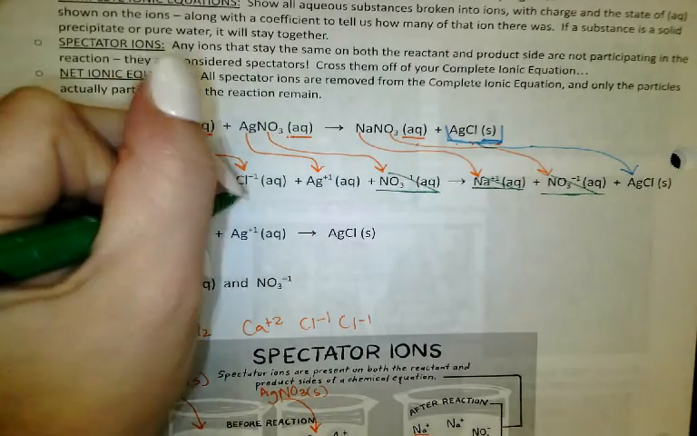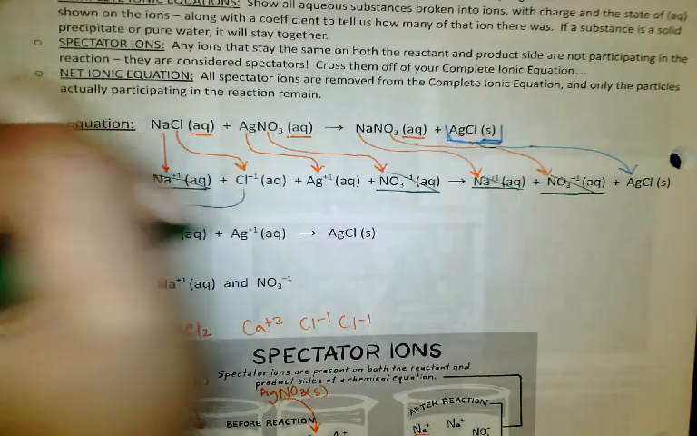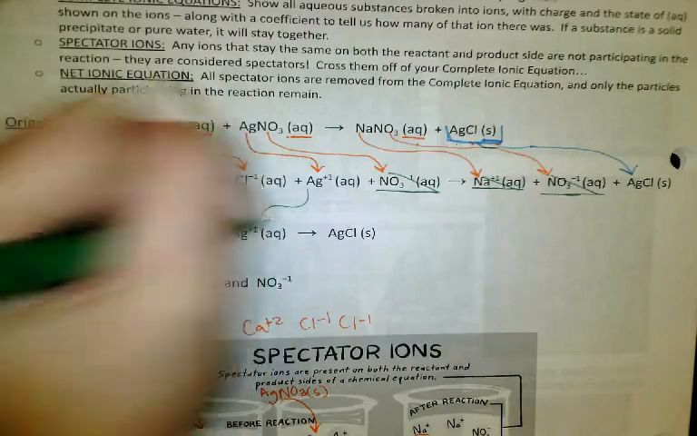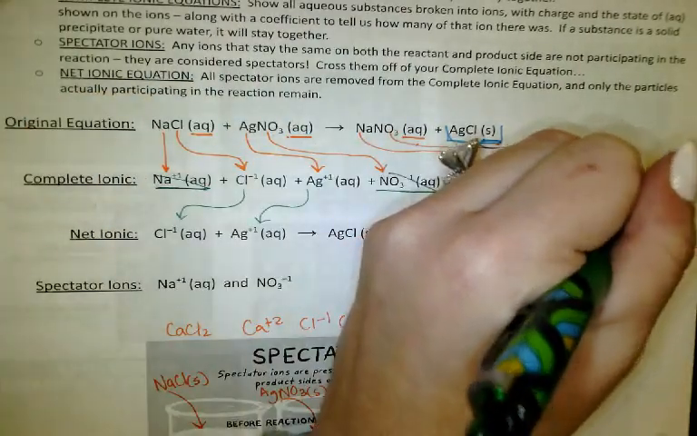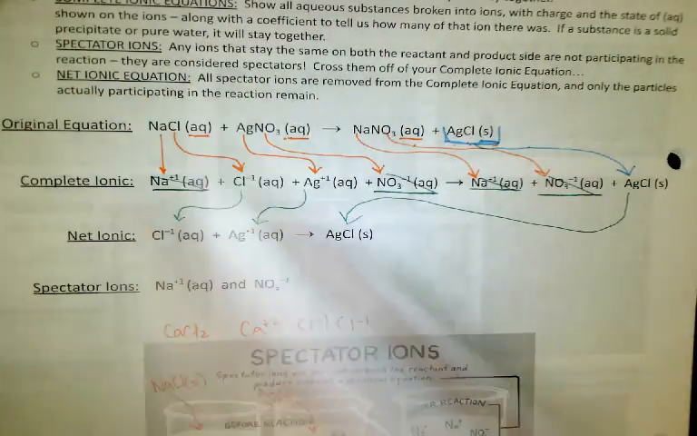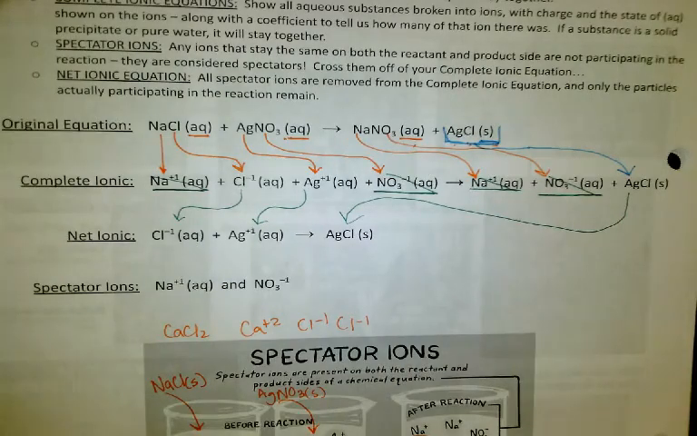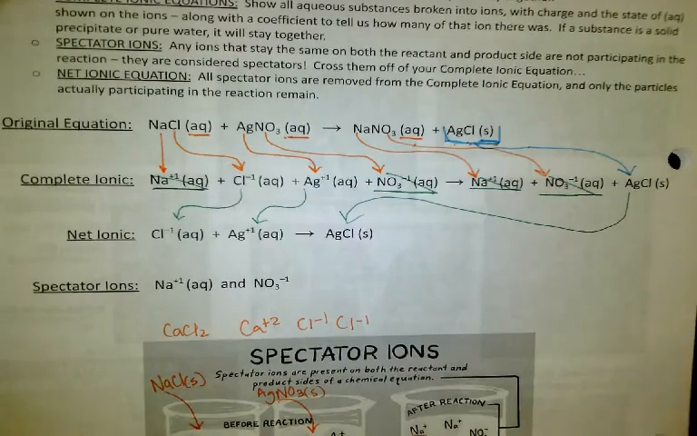What you're doing is writing down the ions that are reacting together to form the precipitate. Okay? So you're taking those ions out and writing down the ones that form the precipitate. And the spectator ions are the sodium and the nitrate. So again, here's a good picture that shows that, right?